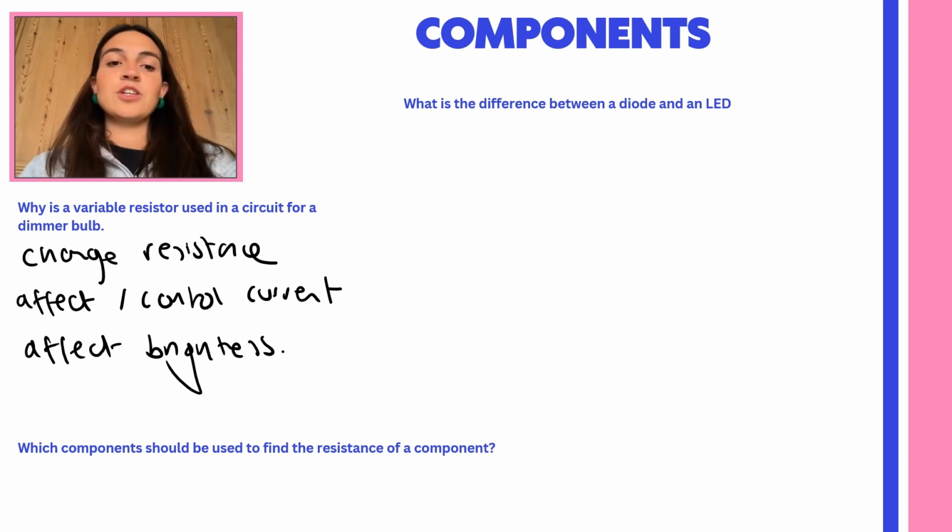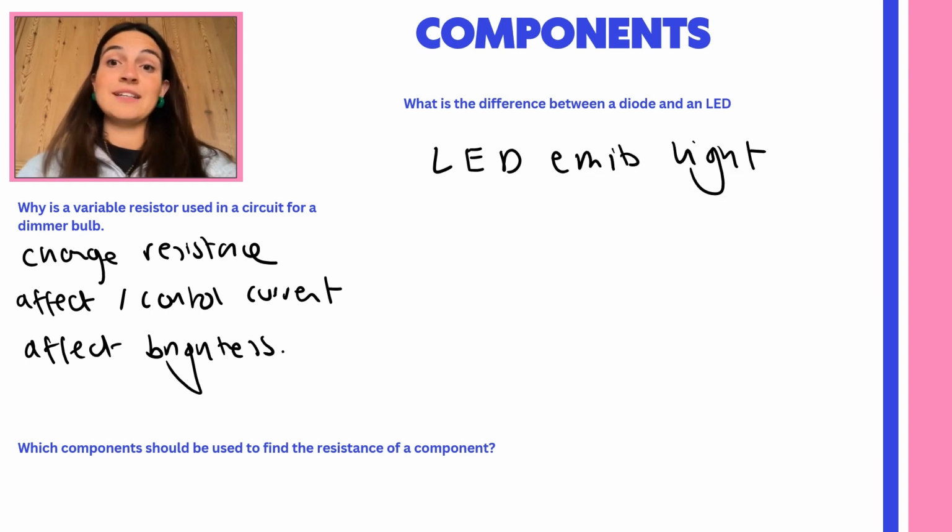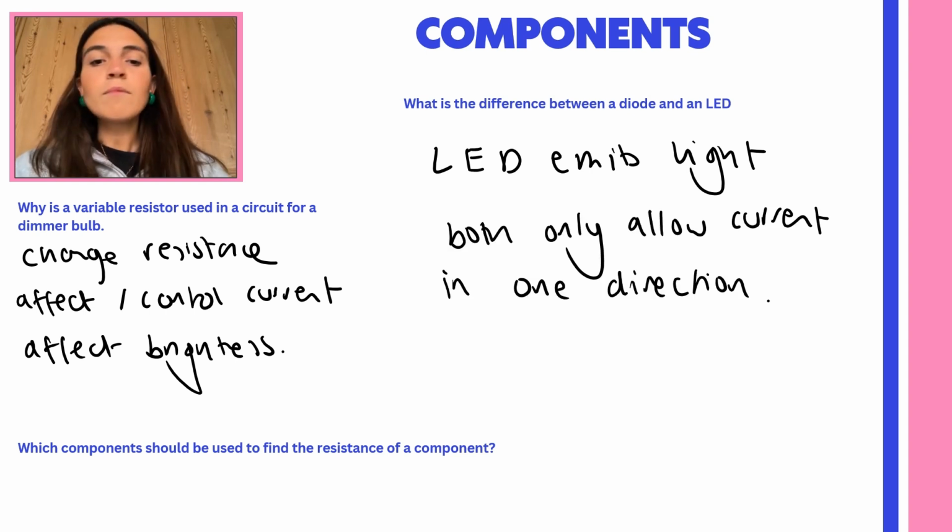Okay, next question on the right, what is the difference between a diode and an LED? Well, LED just stands for light emitting diode, and the only difference is it emits light. Both of them, the defining feature is they only allow the current to flow round in one direction.